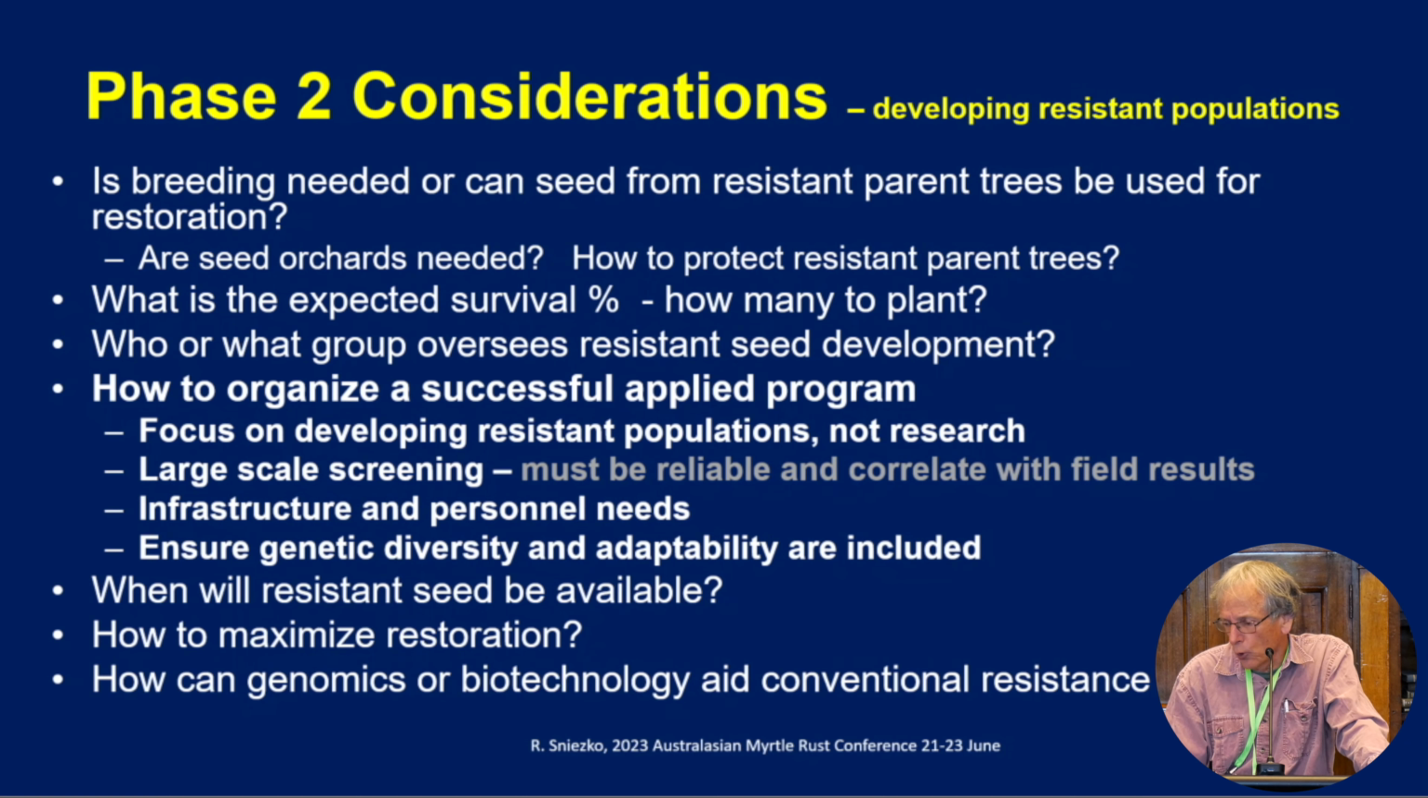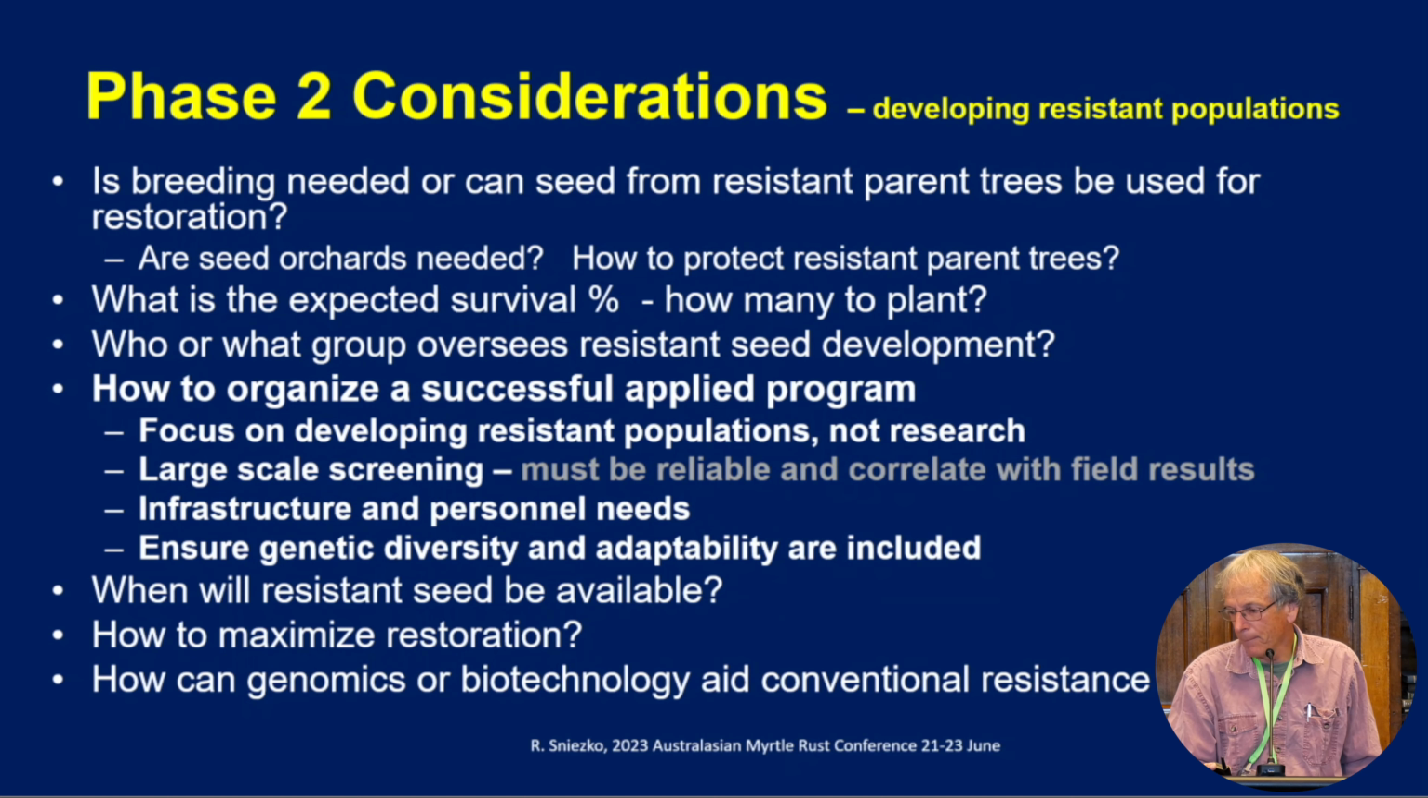How do you organize a program? Large scale, if you're going to go into this, focus on developing resistant populations, not research. You do need infrastructure and personnel. Genetic diversity, you want to have that. If somebody asks how many clones or parent trees you can put in an orchard, I never give an answer other than, as many as you can. It would depend by species how many you're going to find, because you do want to know what the current level of genetic diversity is out there and can we do something that mimics that.